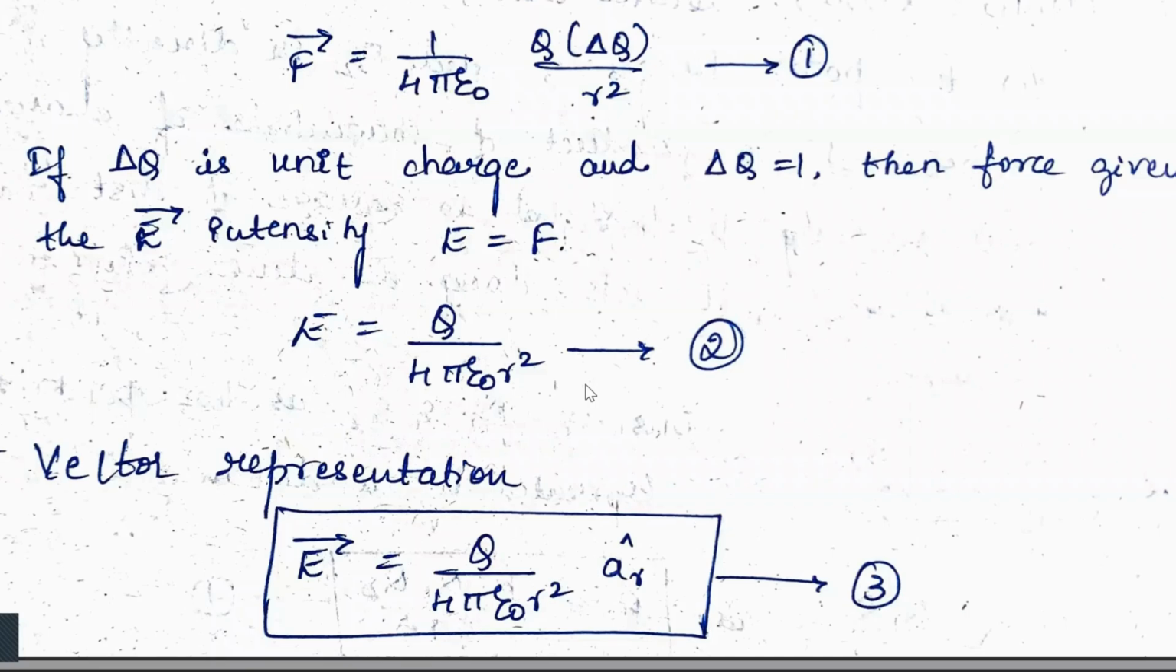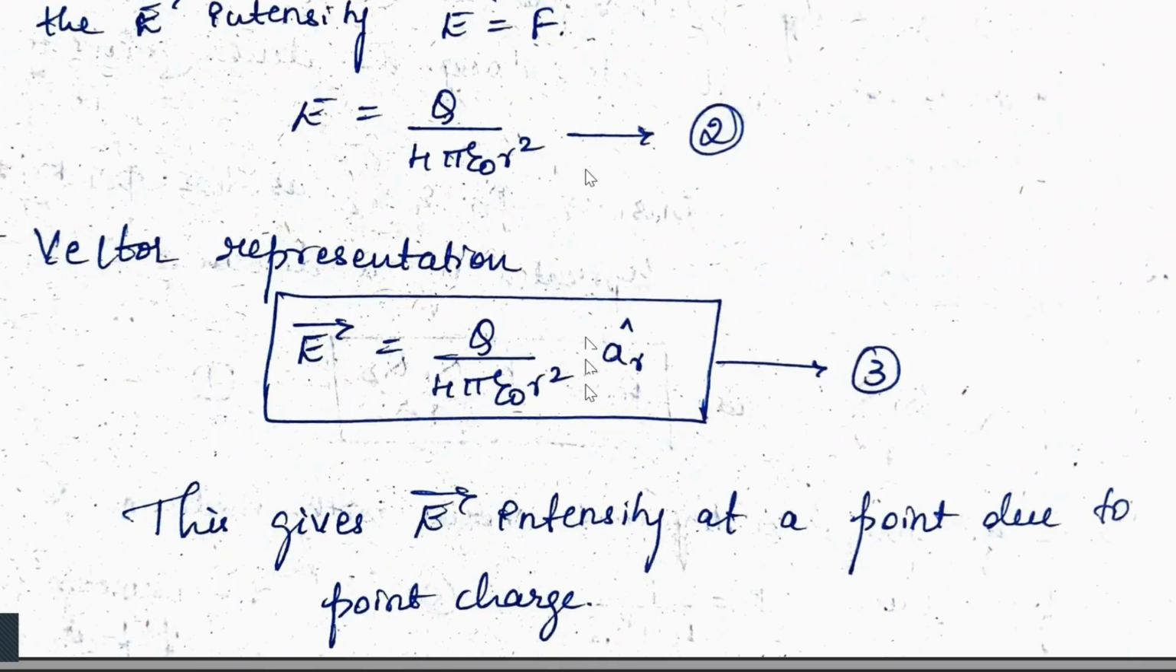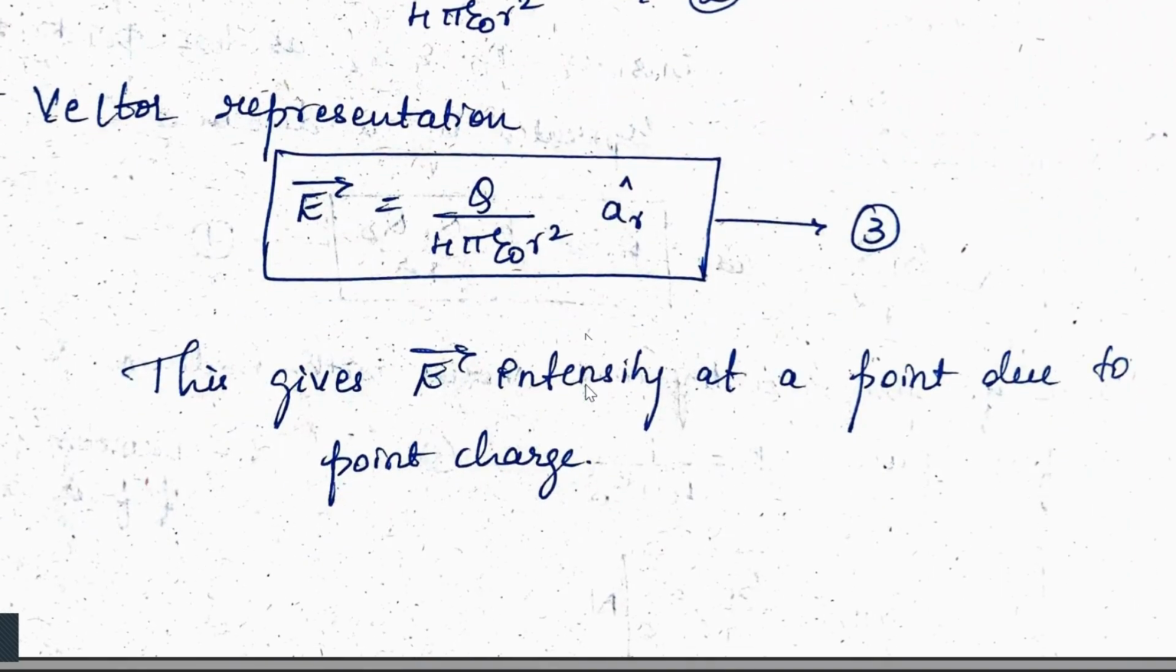Next is vector representation, where we will represent this equation in vector form, that is E vector is equal to Q divided by 4 pi epsilon naught R square, a R cap. This gives the electric field intensity at a point due to the point charge. There are two types of derivation here. First comes the point charge and then the many charges. So for the point charge, you have to do this.